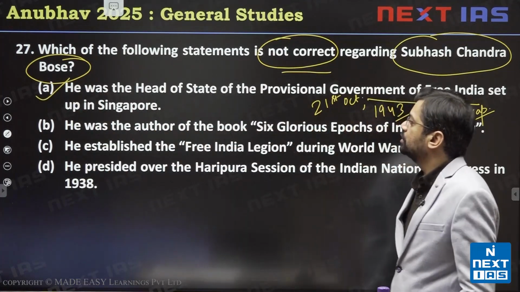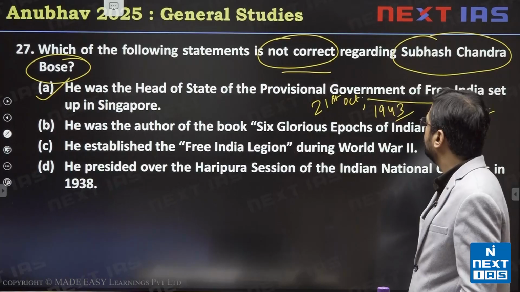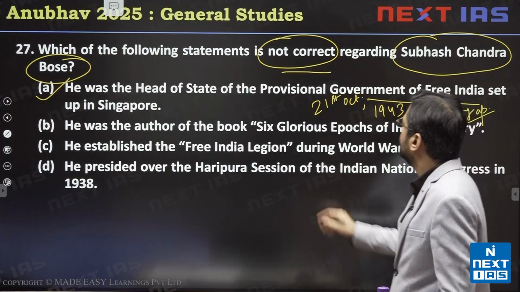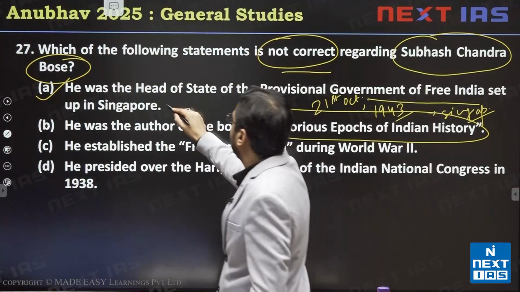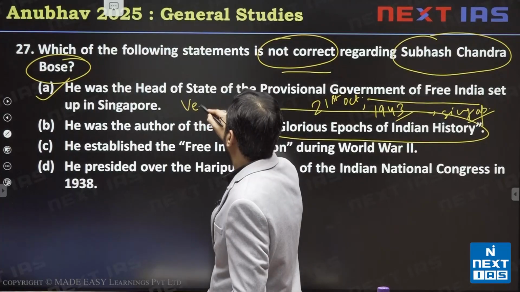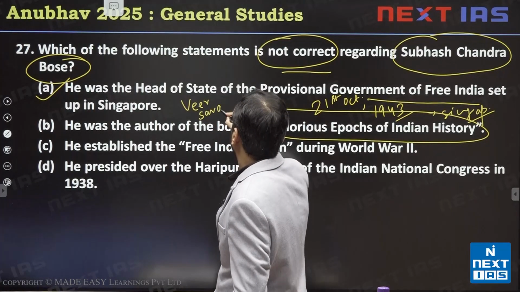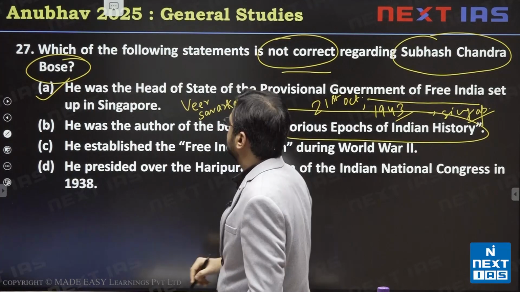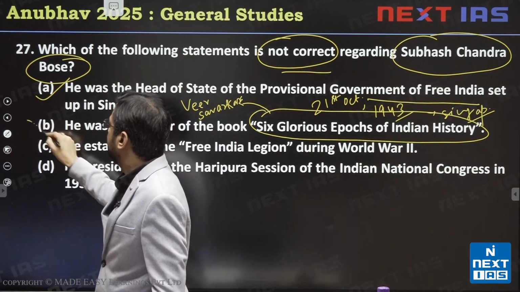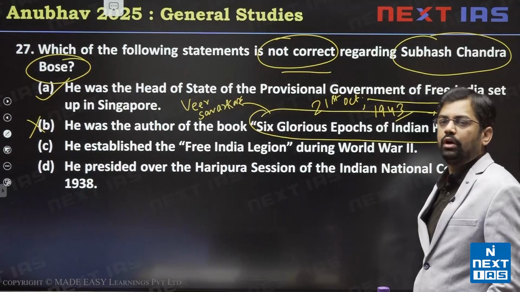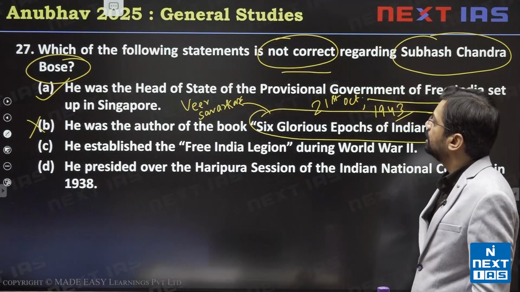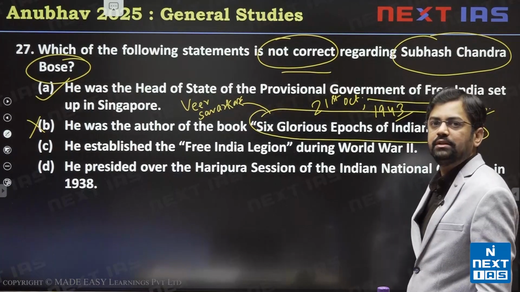Second, he was the author of the book Six Glorious Epochs of Indian History. This book was written by Veer Savarkar. So that makes statement number B, or statement number 2, incorrect, and the question is about which of the statements is not correct.